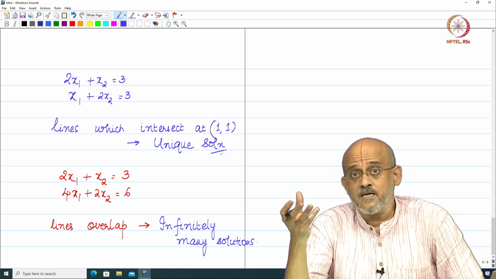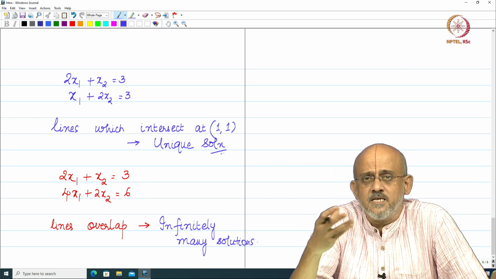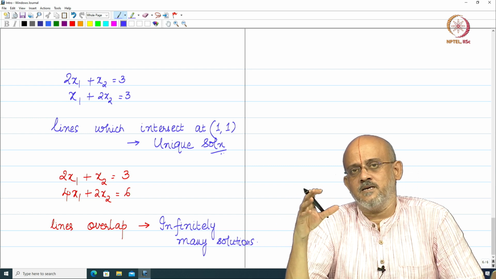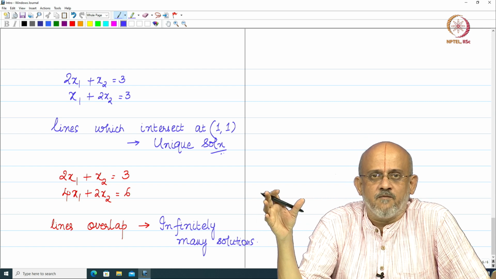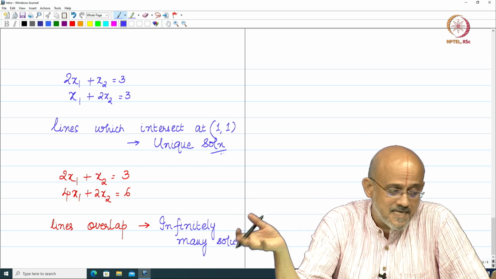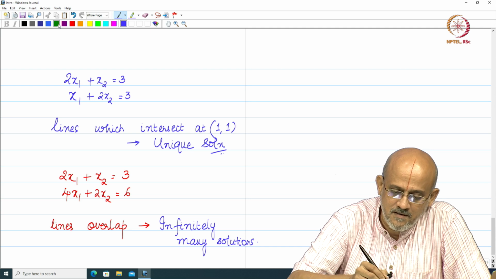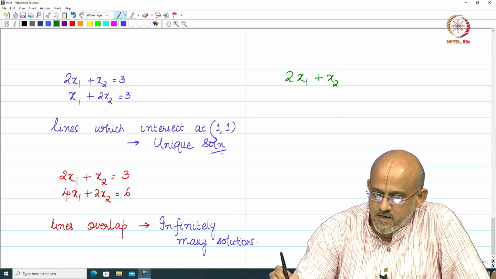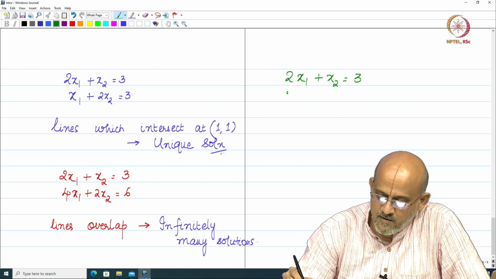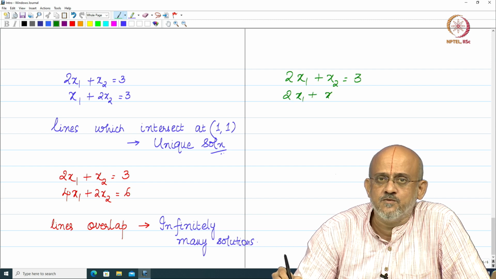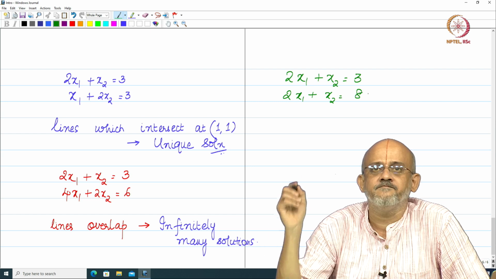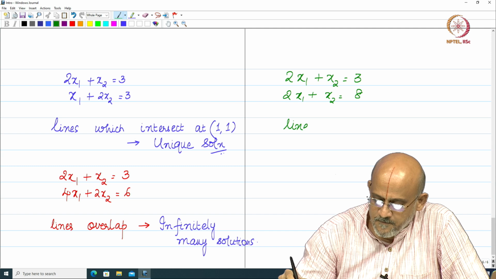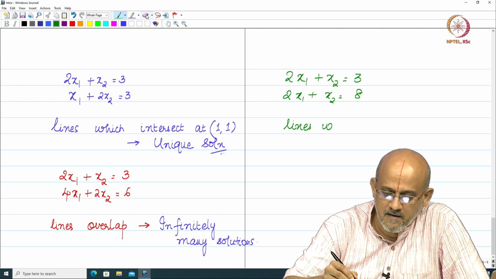You also had another question which came up during the discussion: do lines always have to intersect at one point, or at infinitely many points? Can the lines not intersect at all? That is exactly where you had this third example, 2x1 plus x2 is equal to 3 and 2x1 plus x2 is equal to 8. Here you found that the lines are parallel.